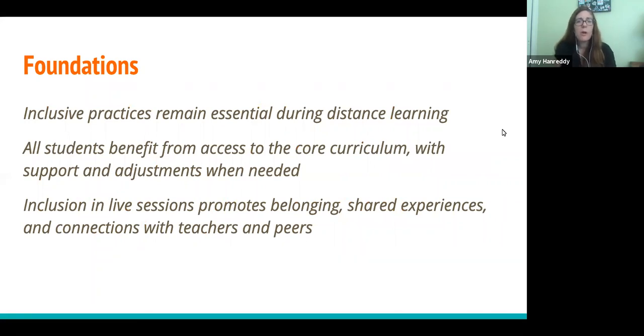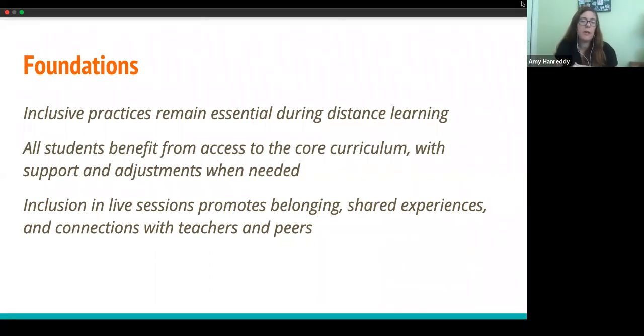So to start off, we wanted to give an overview of some of the core ideas that we were starting with when we put together these strategies. First of all, when we're talking about students with significant support needs, we know that these students benefit from general education and that inclusive practices are still essential even when we're doing distance learning. We know that these students are those most at risk for being excluded from general education settings and activities, and we're concerned that that risk of exclusion might become more likely in a distance learning scenario. So we really want to work on counteracting that.